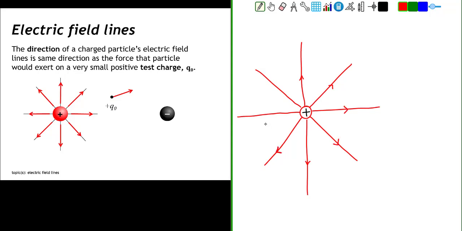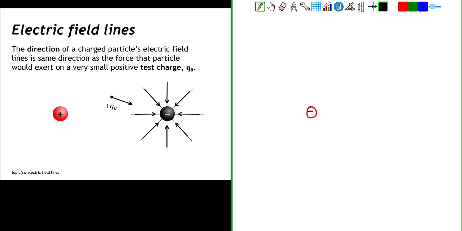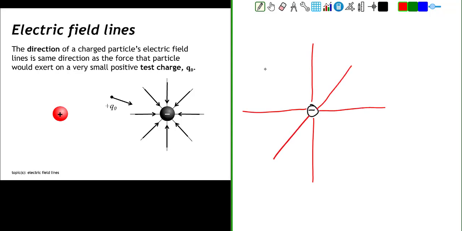These lines I'm drawing, these electric field lines, indicate the direction of the electric field at any point. That's indicated by the arrows. For negative charges, we could simply model the electric field due to negative charges as these lines. And the direction of the electric field is radially towards that negative charge.